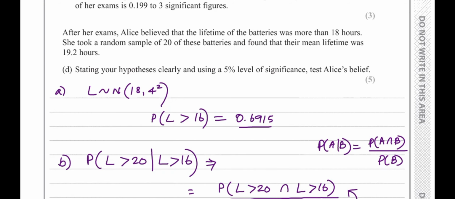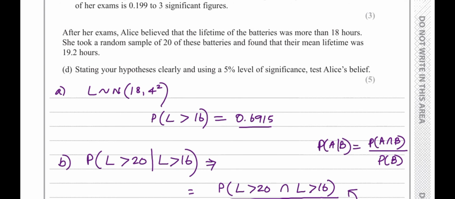Today, after her exams, Alice believed that the lifetime of the batteries was more than 18 hours. She took a random sample of 20 of these batteries and found that their mean lifetime was 19.2 hours. Stating your hypothesis clearly and using a 5% level of significance, test Alice's belief.